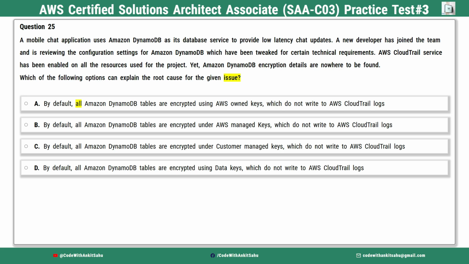Option A. By default, all Amazon DynamoDB tables are encrypted using AWS-owned keys, which do not write to AWS CloudTrail logs. Option B. By default, all Amazon DynamoDB tables are encrypted under AWS managed keys, which do not write to AWS CloudTrail logs. Option C. By default, all Amazon DynamoDB tables are encrypted under customer managed keys, which do not write to AWS CloudTrail logs. Option D. By default, all Amazon DynamoDB tables are encrypted using data keys, which do not write to AWS CloudTrail logs.